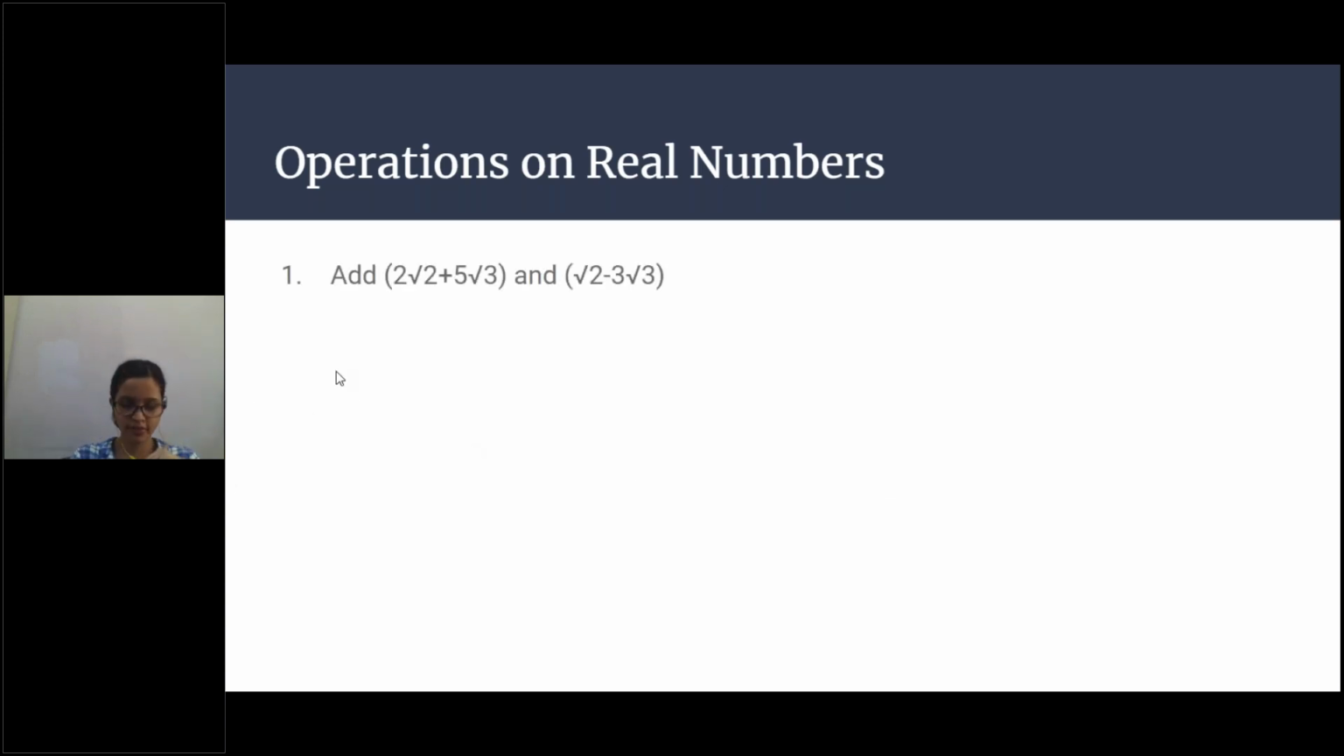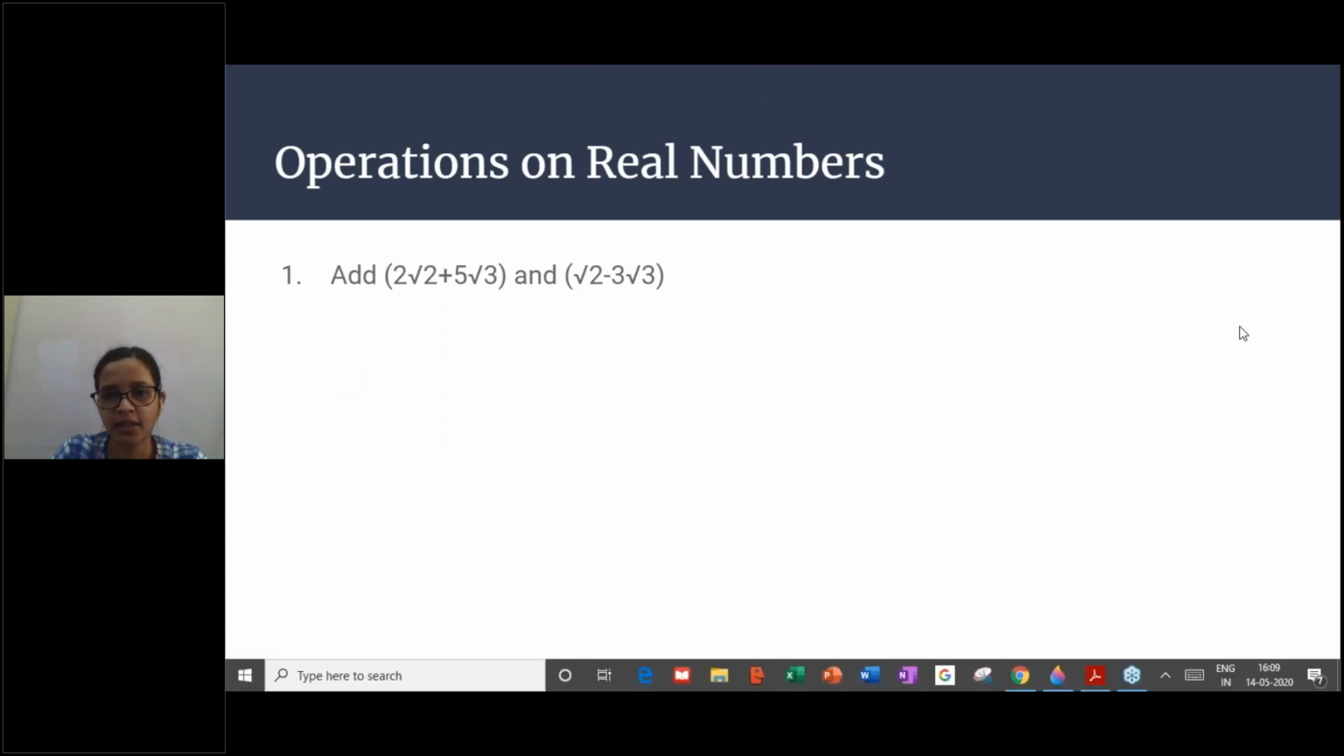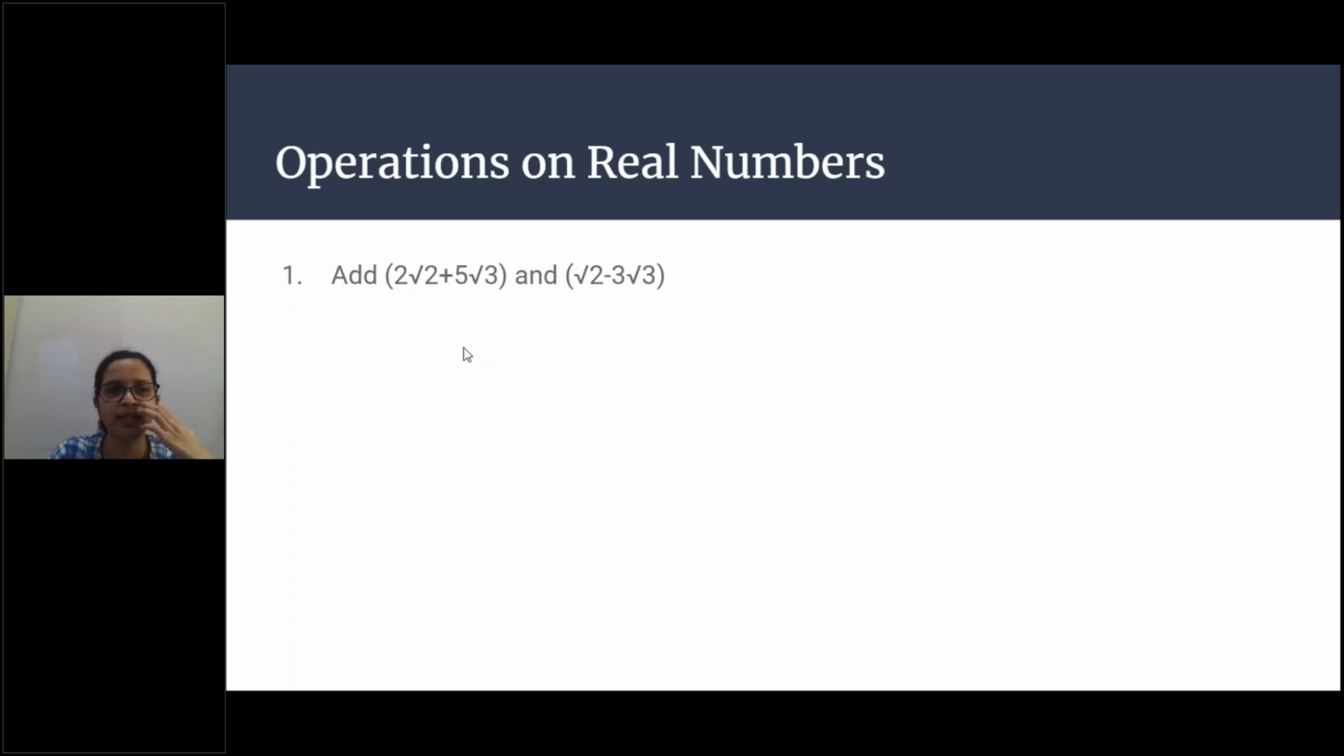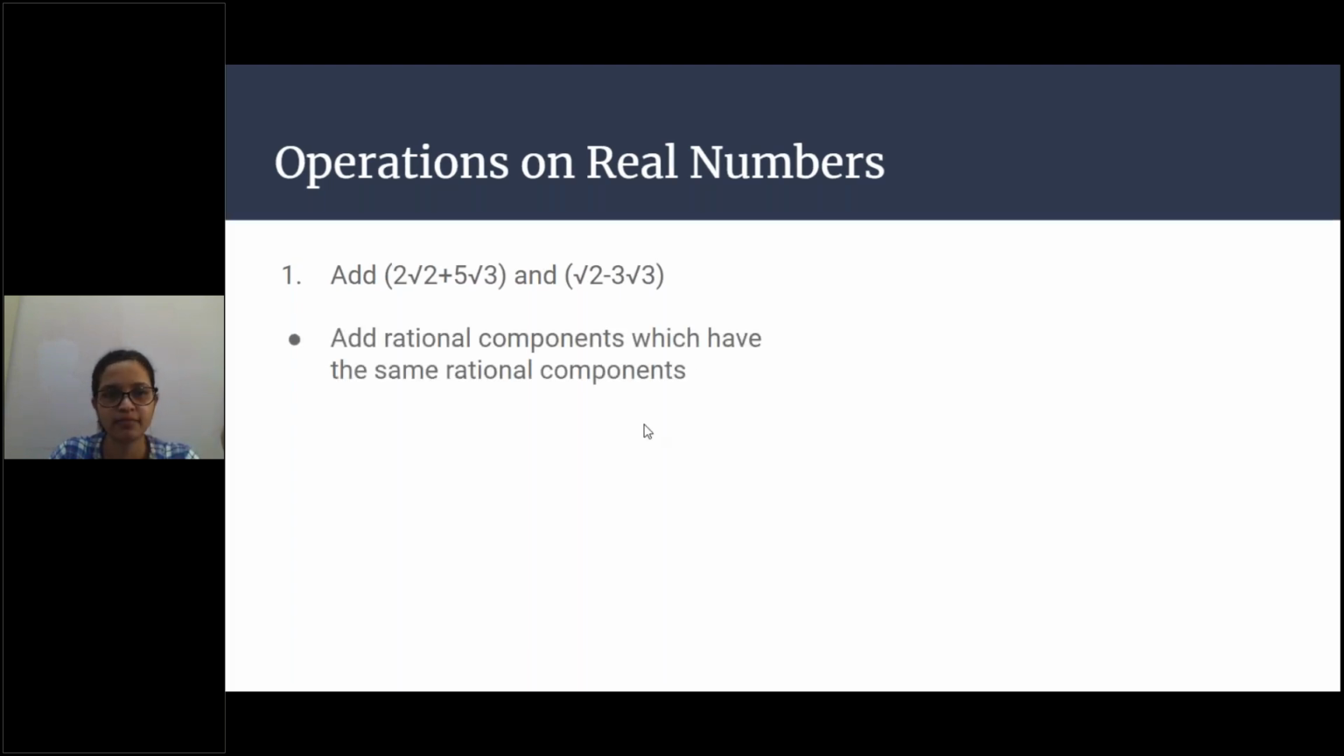So first, there are mainly four operations we are going to look at: addition, subtraction, division, multiplication. Okay. So how do you add numbers which have both rational and irrational parts? How are you going to add them? So simple thing, you separate the rational part out and add the irrational part separately.